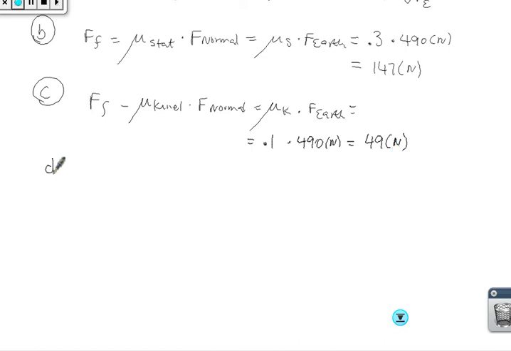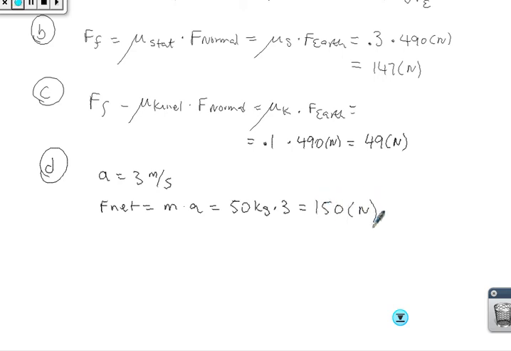And then part D, once moving, what is the force required to accelerate? Well, when acceleration is 3 meters per second squared, F net is mass times acceleration, which is 50 kilograms times 3, which equals 150 newtons. So then F net equals add all forces. So 150 equals the force of friction plus force applied.